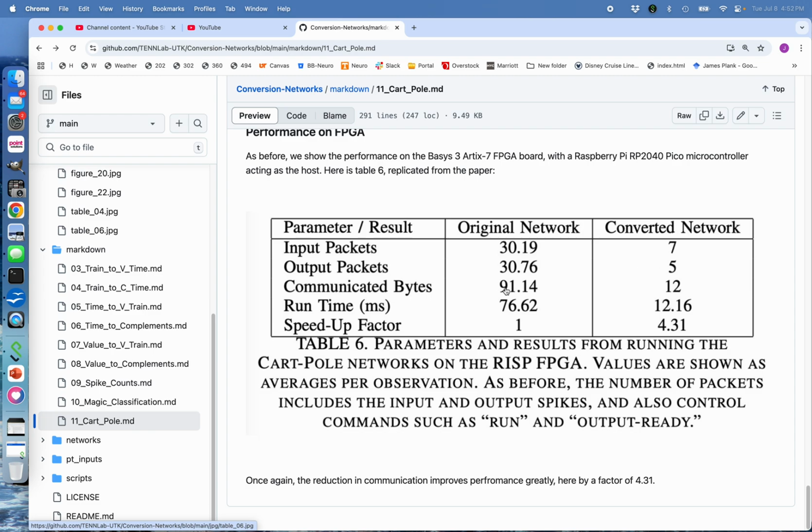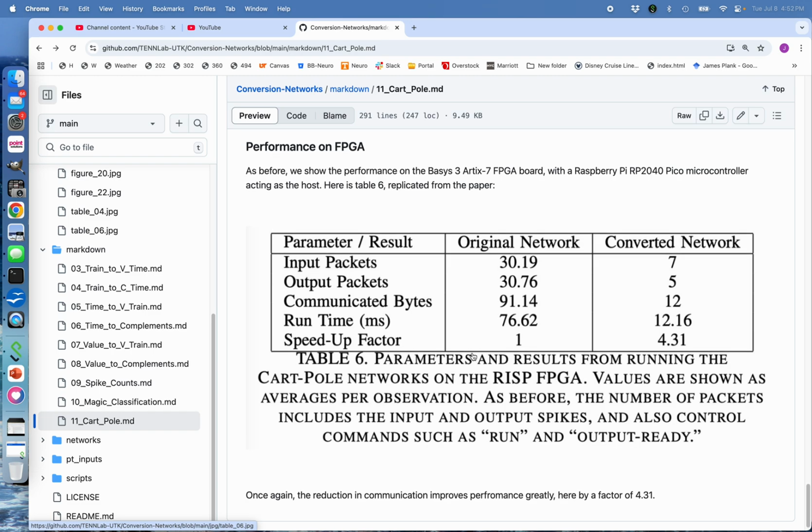Again, the total number of bytes is much smaller, and for the runtime we get a factor of 4.31, which, again, is pretty big. Not as big as before, but then we were taking 48 and turning it into 1. Here we're taking 9 and turning it into 2. So it's a little bit less. But again, the results are significant, and it is a good way of training for one scenario, but then implementing it in another that's more efficient from a communication standpoint.